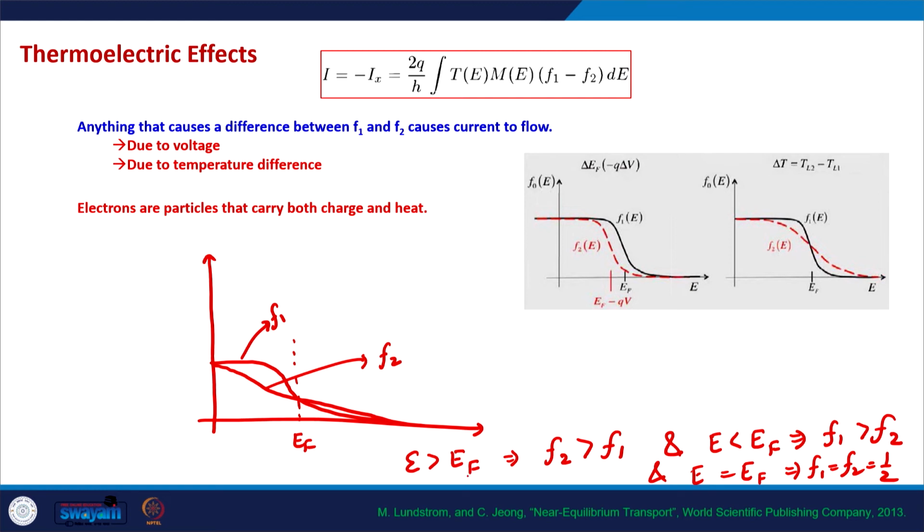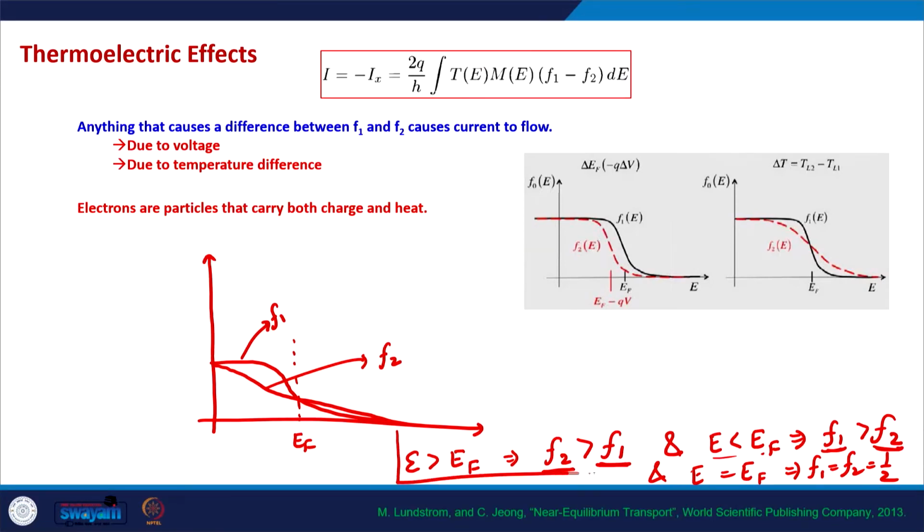Above the Fermi level, the Fermi function of the right contact is larger than the Fermi function of the left contact, and below the Fermi level the Fermi function of the left contact is larger than the Fermi function of the right contact, if the right contact is put at higher temperature. So, if the channel material is N-type material, in which the conduction happens in the energy levels above the Fermi level, in that case there will be a net flow of electrons because of the difference in F1 and F2.